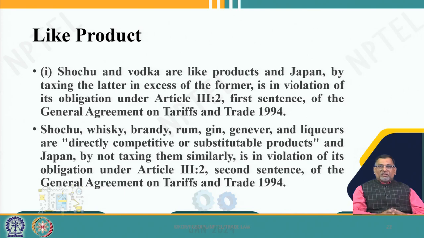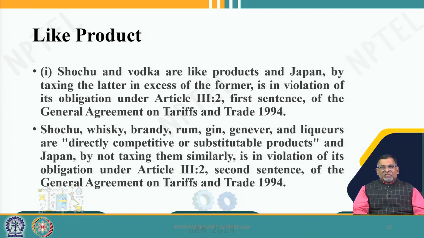And we will see one example. This is the Japan alcoholic case in the WTO, known as the Japan alcoholic case. Basically, it is a tax case. Japan imposed additional taxes on the import of vodka, and everybody knows that vodka is a famous alcoholic product from Russia. Japan imposed these additional taxes under its domestic law, which was questioned before the WTO agreement.